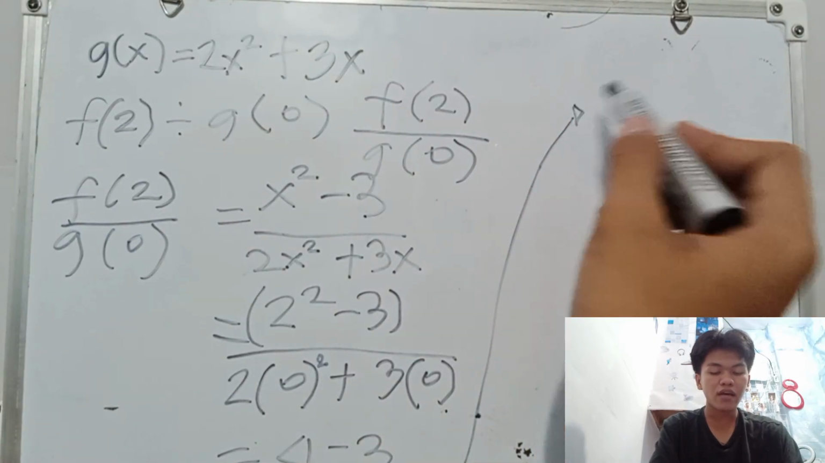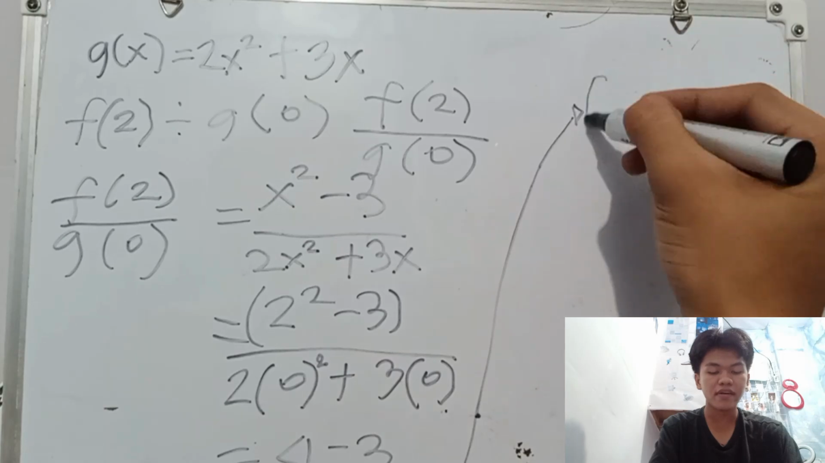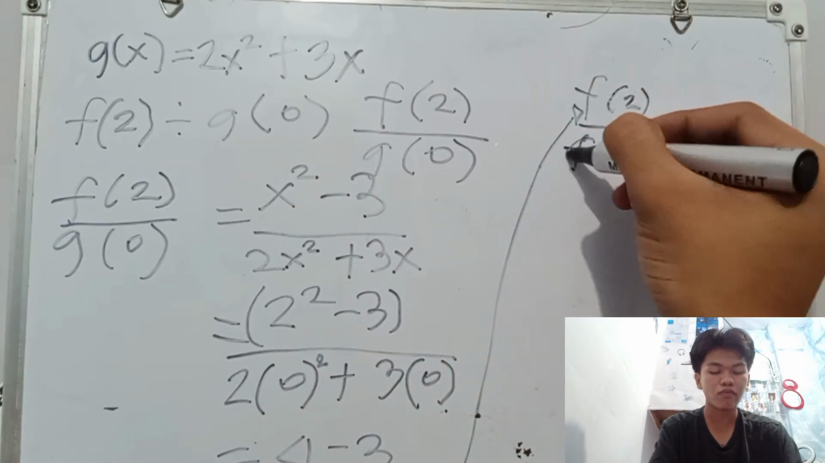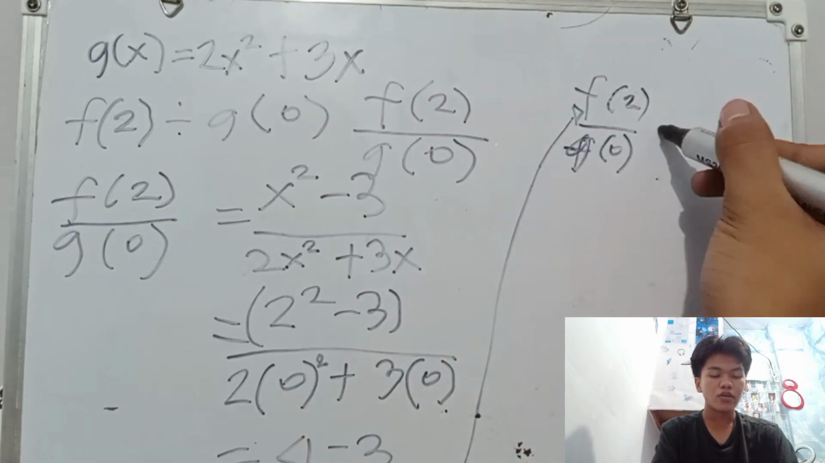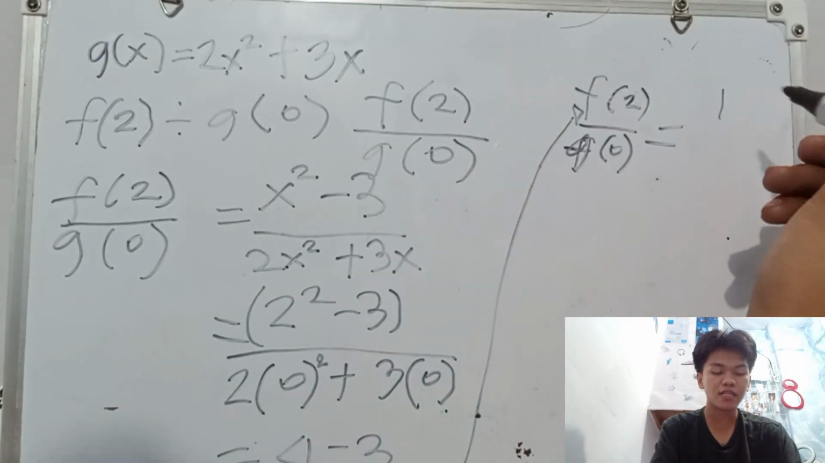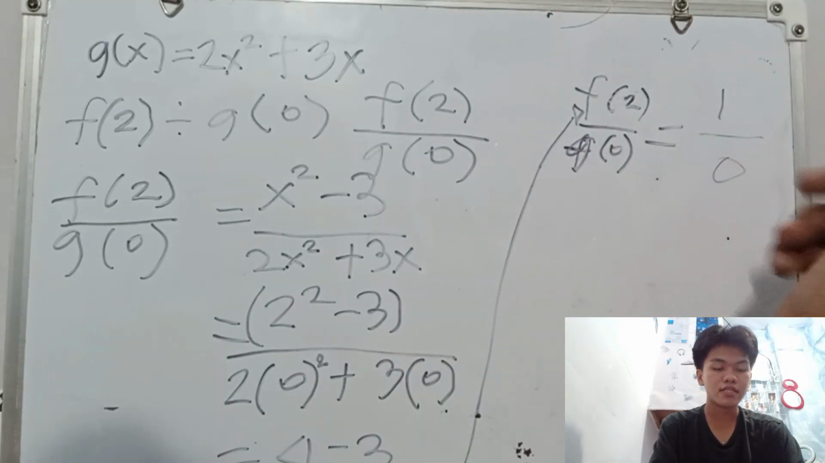Therefore, your f of 2 divided by g of 0 is equal to 1 over 0. So it is undefined, because the denominator is 0.